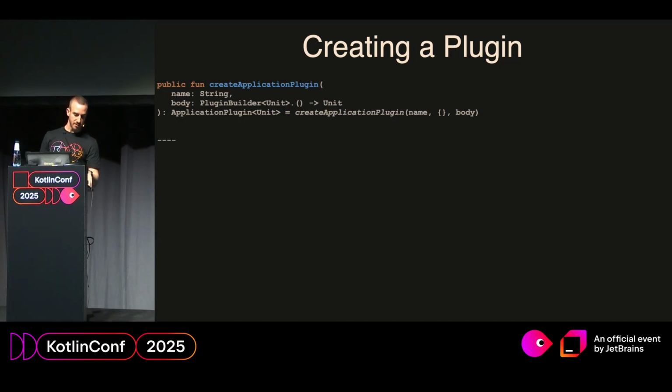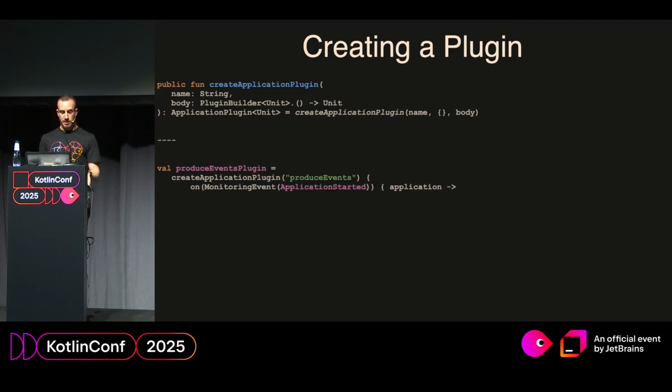Let's see how we do that. So let's define a value, which is a produce events plugin. We're going to call the create application plugin using that name, and then inside the block we have access to various components of the plugin builder. In this case, we want to monitor the event as we did before, and upon this event, we would log and launch the event job.